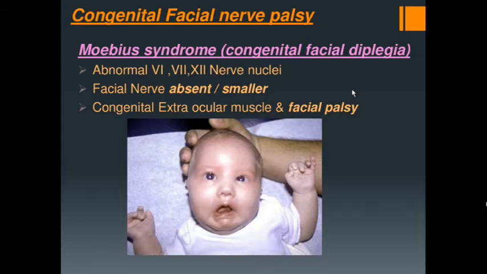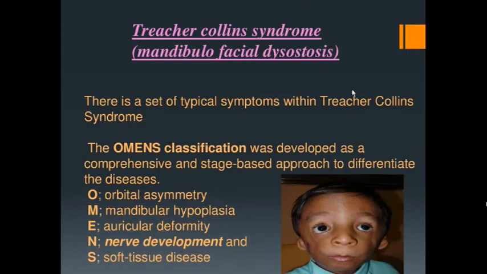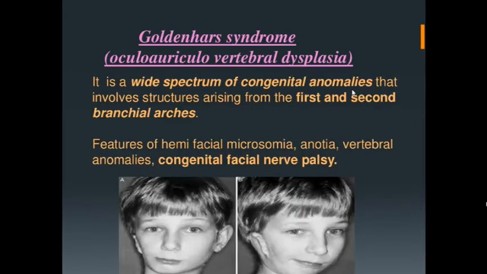Mobius syndrome, these are all congenital facial palsy. Treacher-Collins syndrome. So these are certain craniofacial anomalies. Some children are born with congenital craniofacial anomalies, and in them this kind of facial palsy from birth is seen. Okay, and Goldenhar syndrome. All these diseases belong to a common spectrum of craniofacial disorders.